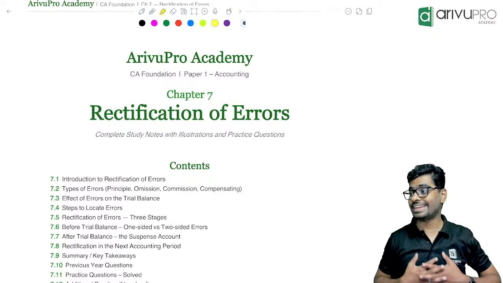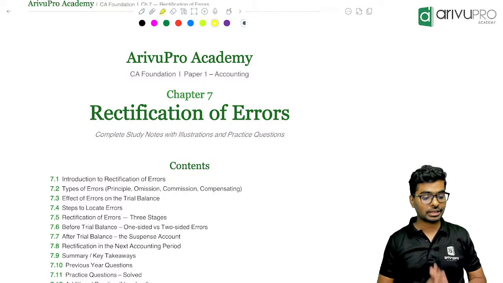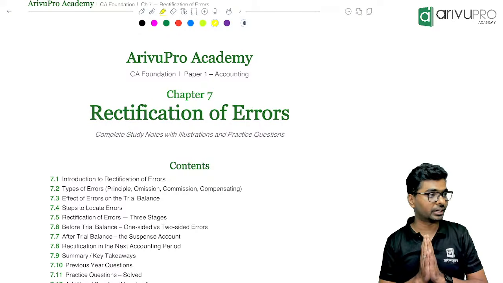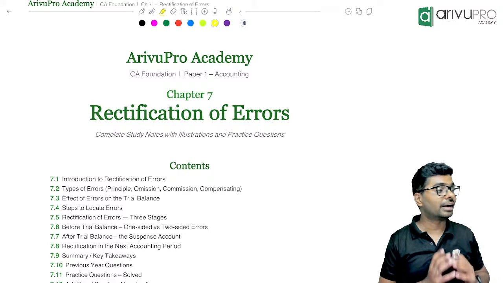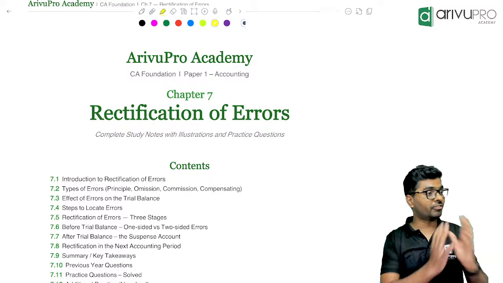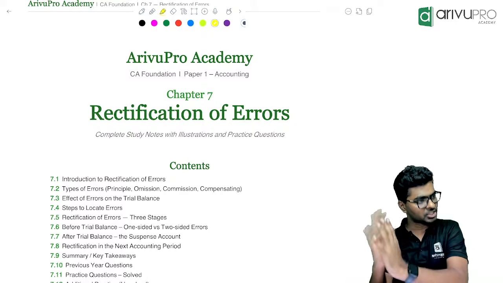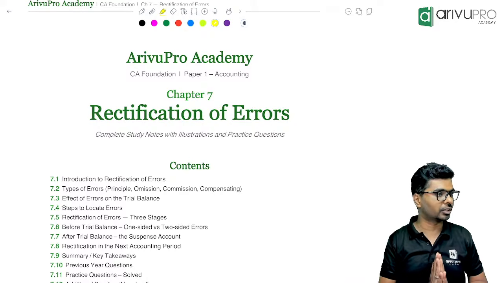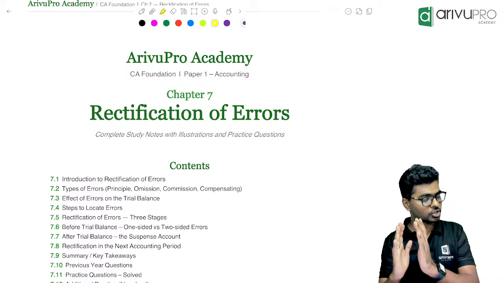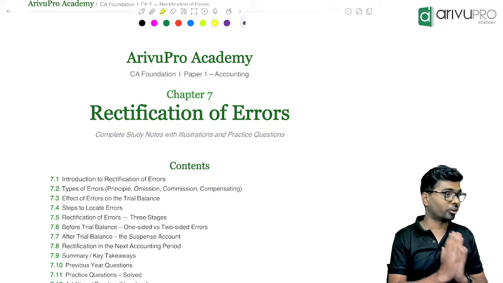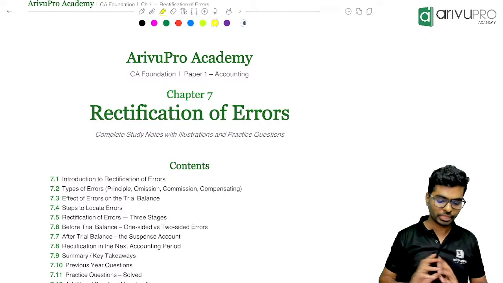Now what I need to be learning from the chapter is that for every debit that I do, is there a credit? Does it affect my trial balance? If I understand this, the whole chapter becomes easier. So today we will do the first part of the chapter, and tomorrow we'll do the second part. We'll go a little slow because it's very, very important from my examination point of view.